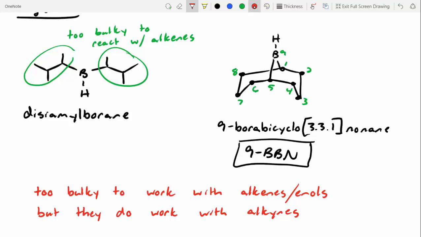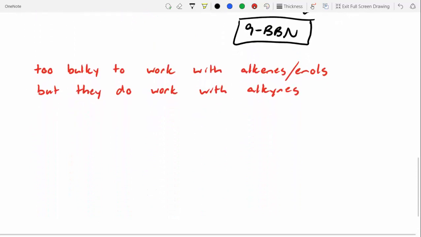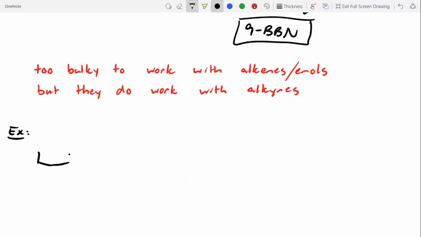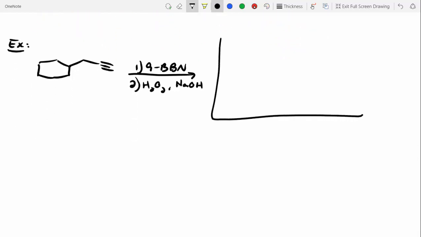All right, so let's take some example problems here and practice using this. The first example problem I have uses a cyclohexane derivative. And I'm going to use 9-BBN, hydrogen peroxide, and sodium hydroxide. And I want you guys to help me predict what should go in our quiz box here. I'm going to make this worth 4 points.